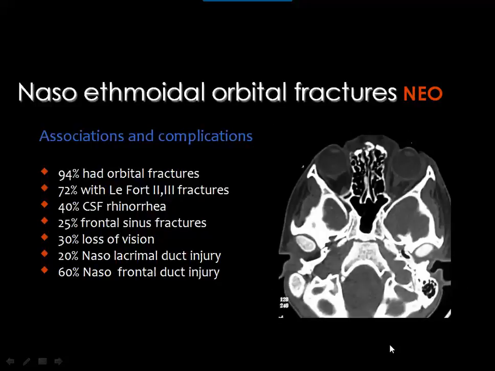And this fracture is usually associated with too many other injuries, like of course orbital fractures, especially the medial orbital wall and the orbital floor, in about 94% of the cases. It may be associated with the 4 types of fractures, as I will mention, may be associated with CSF rhinorrhea because of injury of the cribriform plate of ethmoids, and the frontal sinus fractures may be seen in about 25% of cases, loss of vision in about 30% of cases, and nasolacrimal duct injury and the nasofrontal duct injury.